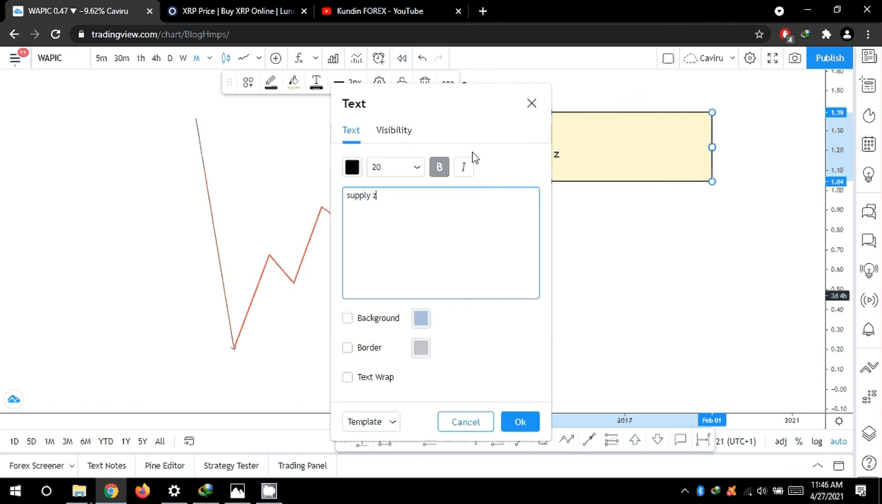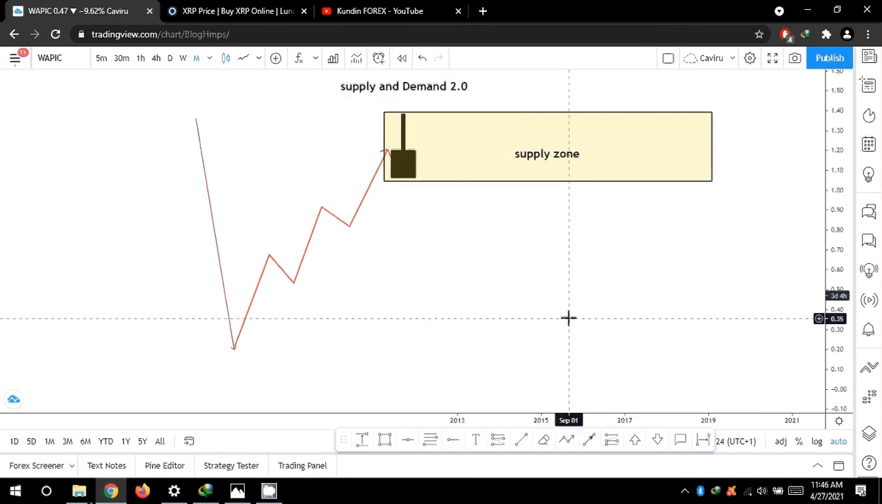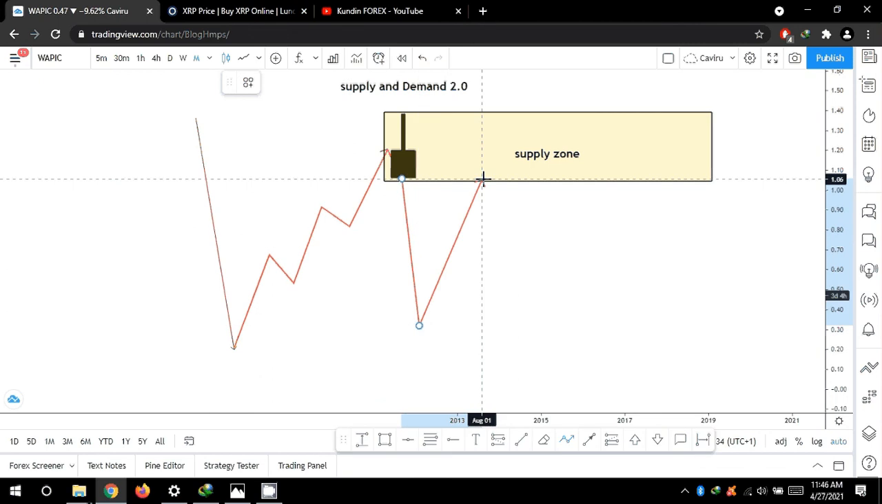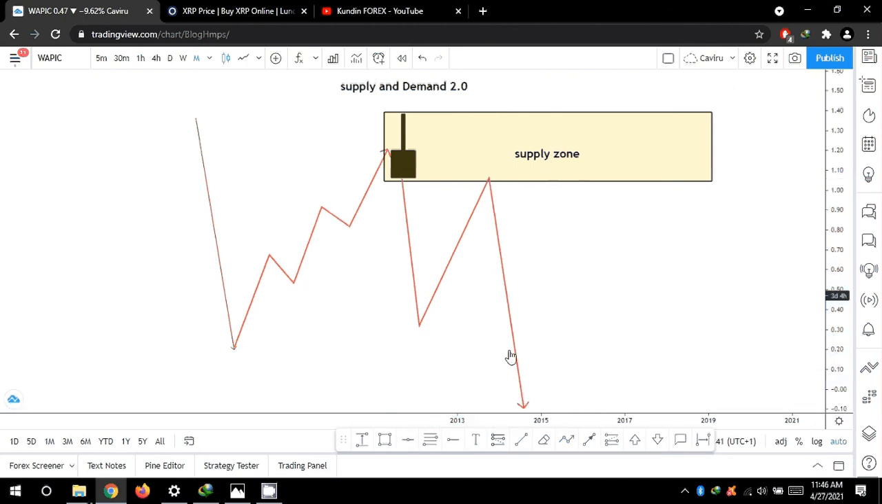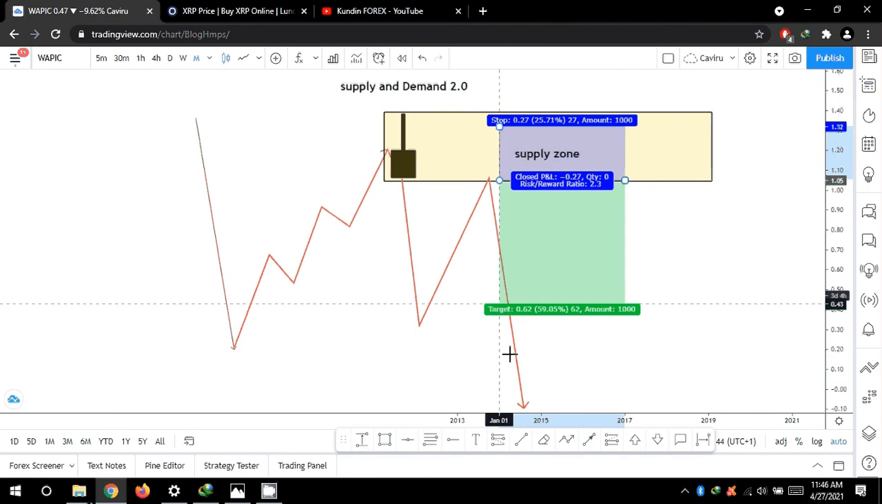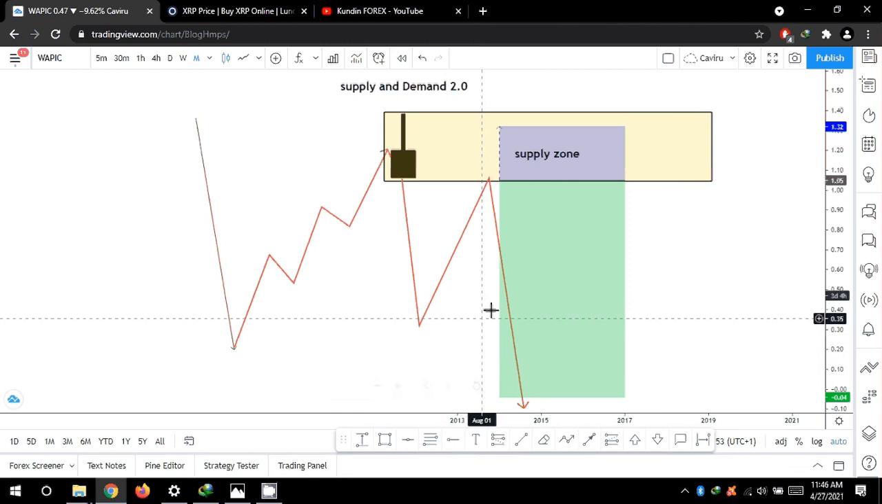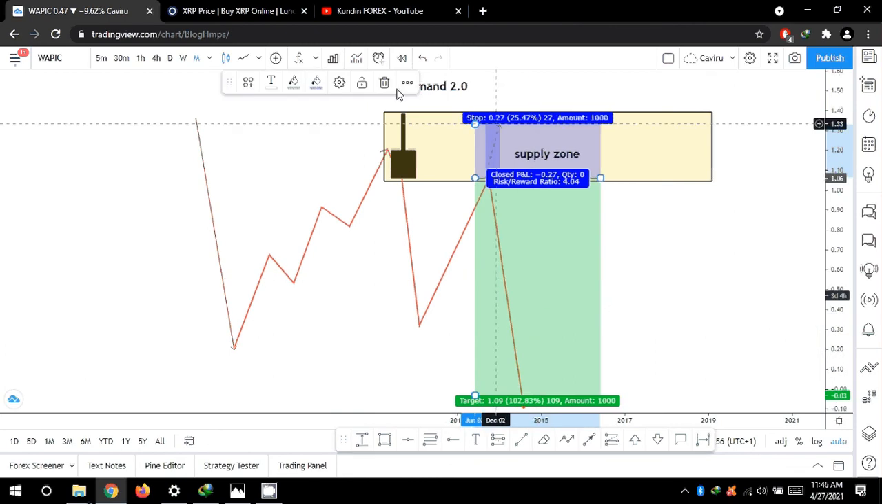When it creates this supply zone, it's not the moment to sell. No, you have to wait for it to drop down and come back to that same level, then boom, sell. It will drop. But this is how supply and demand works in illustration form and theoretically. Like I said, when we go into the real market, a lot of things will make sense.